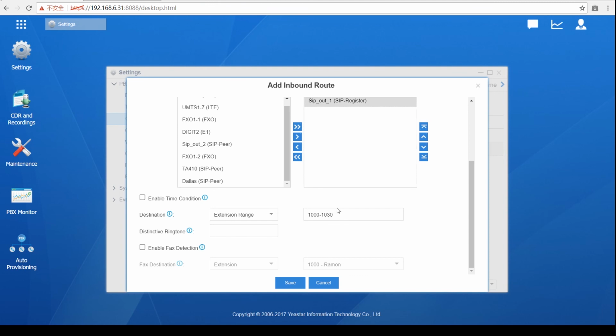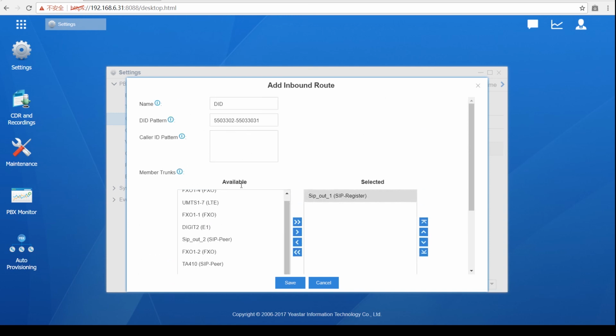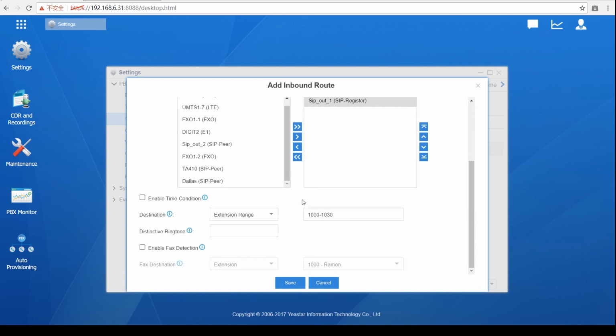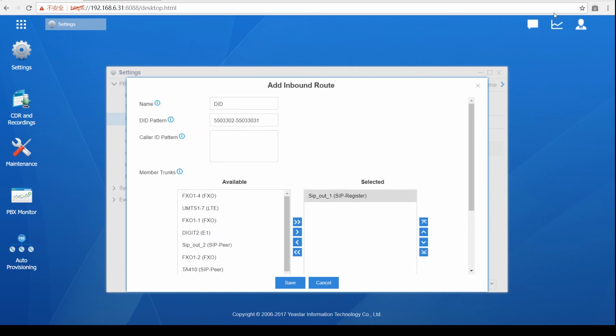So all of those extensions have their own DID number, and when a call is sent in, the PBX sends it directly to the very extension that has been assigned to this DID number. Okay, this is what DID basically does.